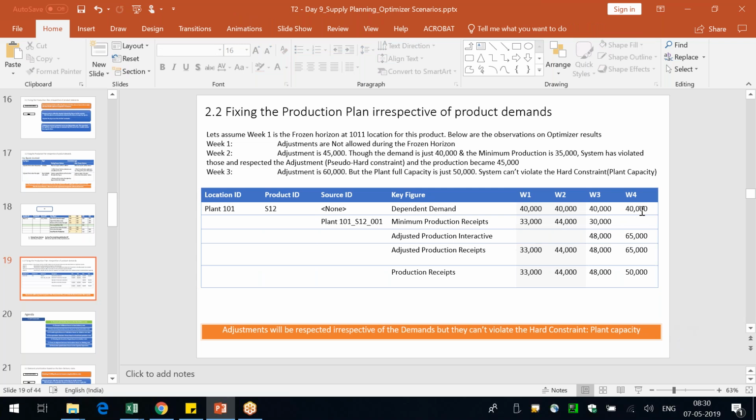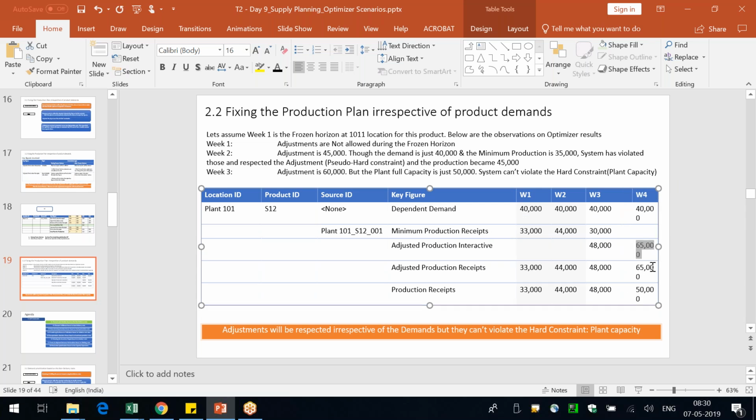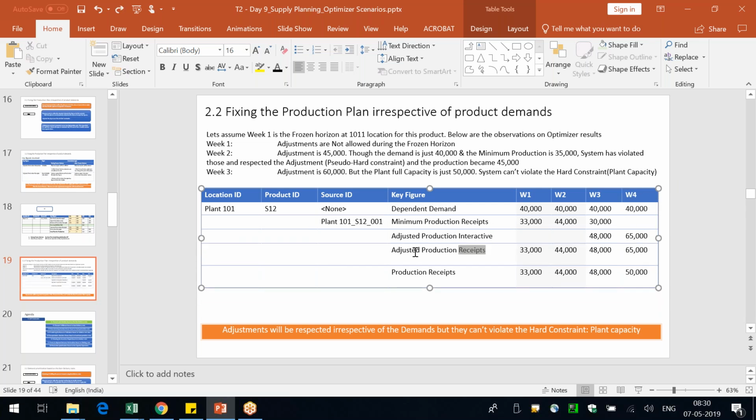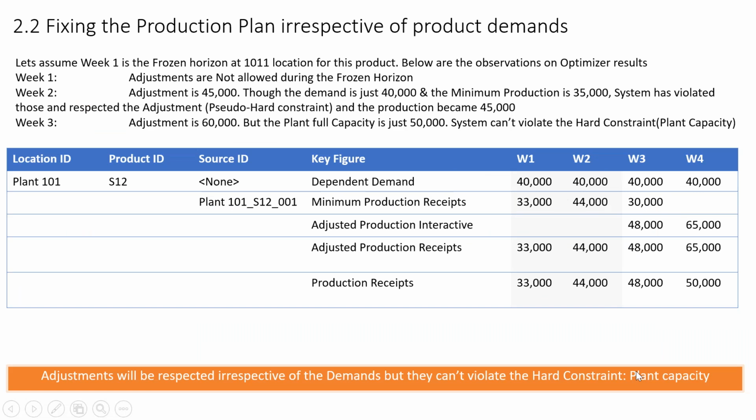Week 4, demand is 40,000, no minimum. Interactively, you said it is 65,000. 65 gets copied onto the adjusted, but will it do 65,000? Nope, because you can do a maximum of 50,000. So again, the same thing: adjusted receipts, being a pseudo hard constraint, cannot violate the hard constraint, that is the plant capacity.